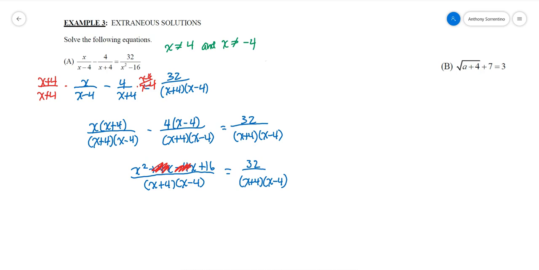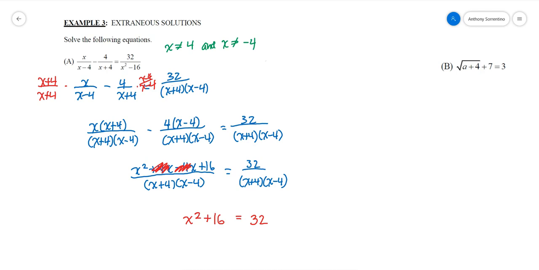Because x squared plus 16 times x plus 4 times x minus 4 is going to give me a fourth degree polynomial, which we haven't gotten into how to solve those yet. So I don't want to go that route because I don't know how to handle those. But I can also use the fact that I have x squared plus 16 over the same denominator as 32. If they're both being divided by the same thing, that means that the tops have to be equal to each other. So I have to work under the premise now that x squared plus 16 would have to equal 32.